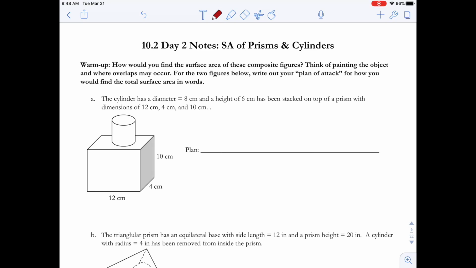So let's think about it. We have this prism, right? We have the surface area of the prism, which means I'm painting the sides here. I got all the sides going around. I got a base. I have this base up here. But if we think about this top base, I'm not painting that entire top base. I'm not painting this circle part of it. So what I need to do is remove one circle base.